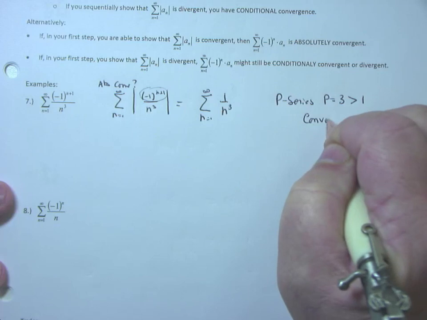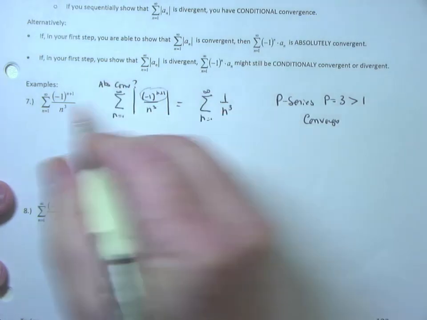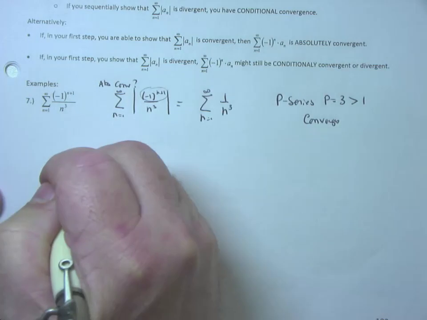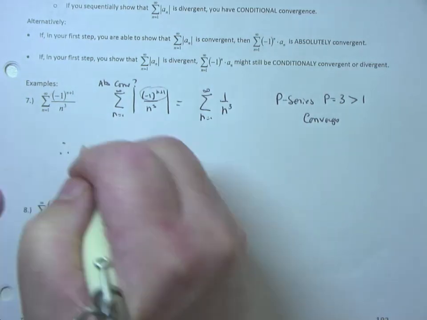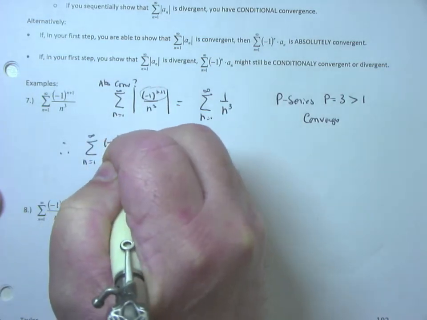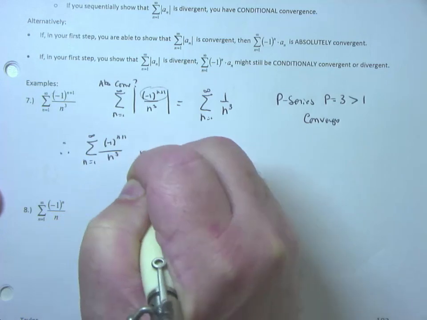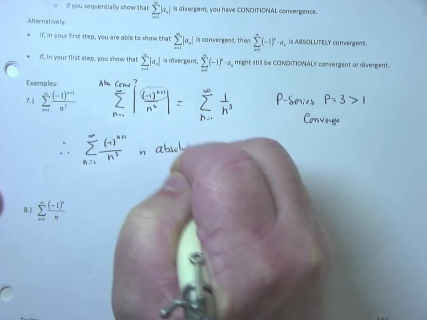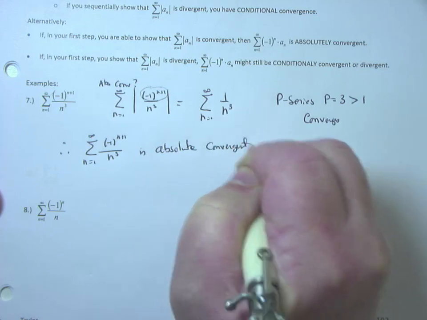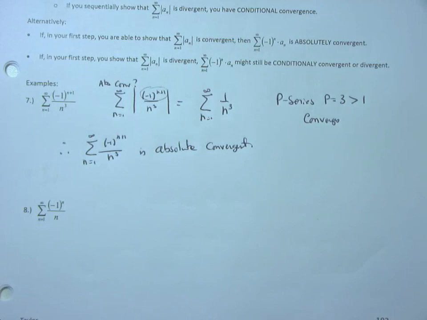It converges. So when I took the absolute value of my alternating series, I created a series that converges. Therefore, the original alternating series, the sum as n goes from 1 to infinity of negative 1 to the n plus 1 over n cubed, is absolute convergent. Because whether you had negative 1 to the n plus 1 with it or not, the darn thing would have converged anyway. That's called absolute convergent. Okay?